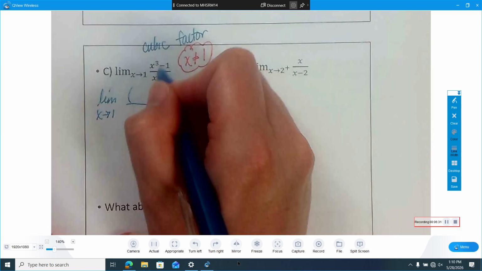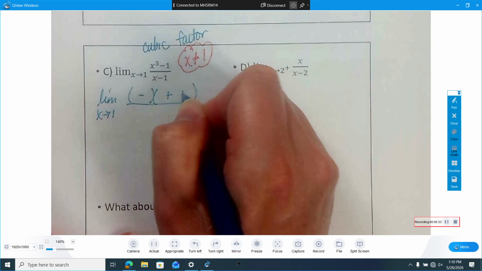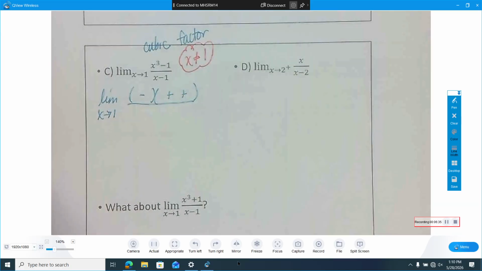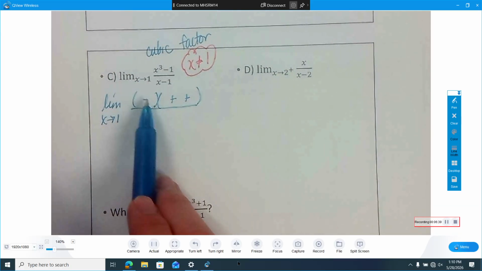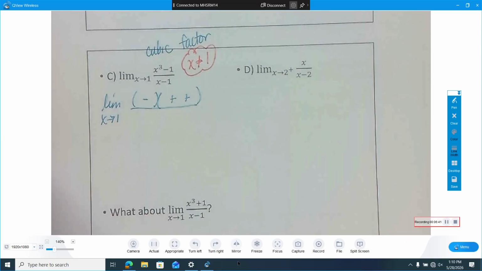Minus, plus, plus. Minus, plus, plus. It's the same sign always, and then change the sign, always positive. Keep the sign, change the sign, always positive is how that goes, but minus, plus, plus, or plus, minus, plus.